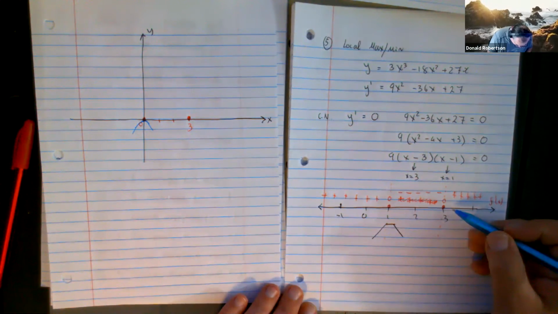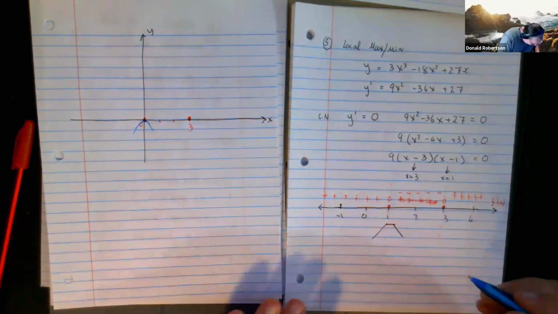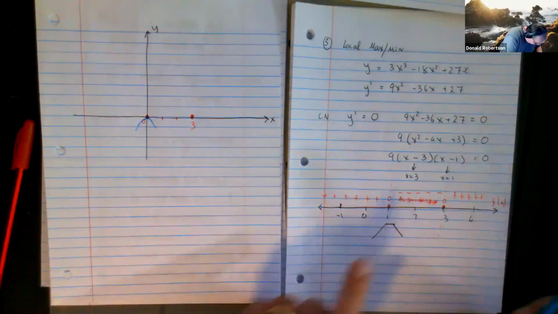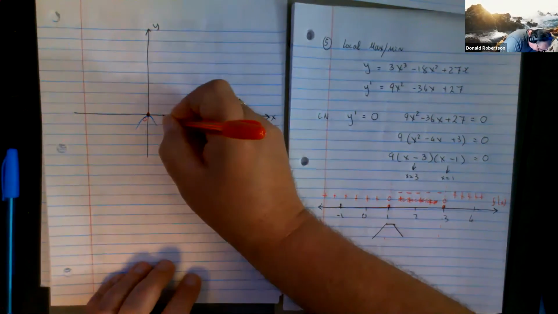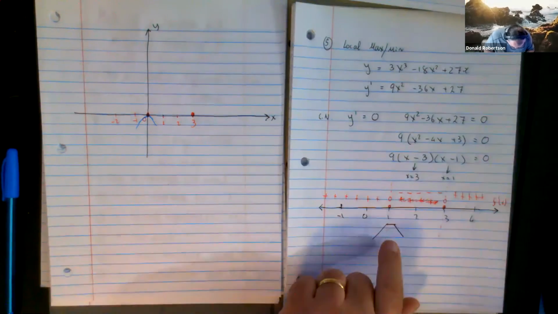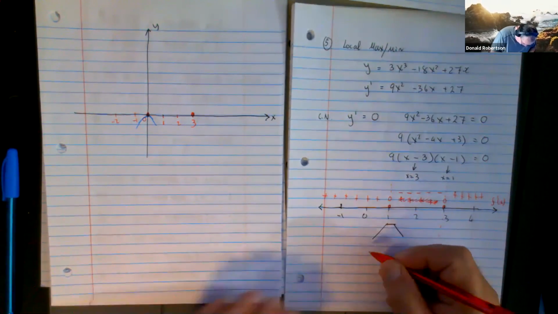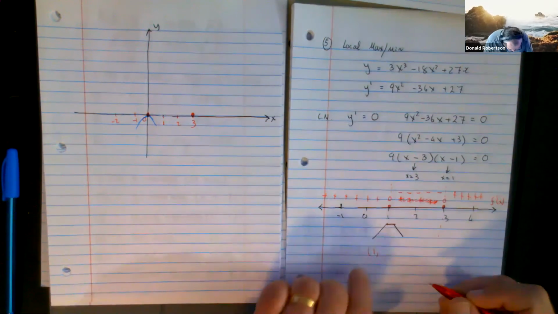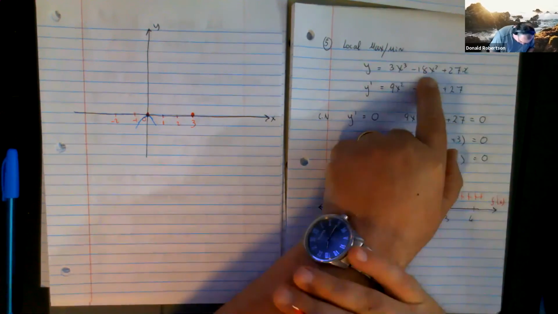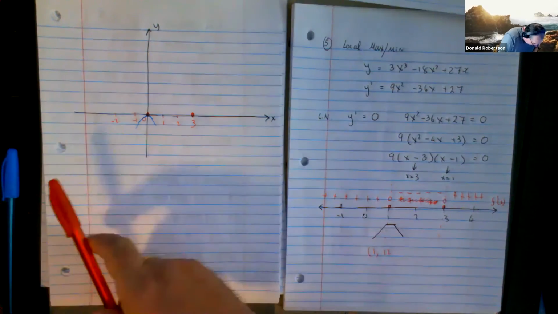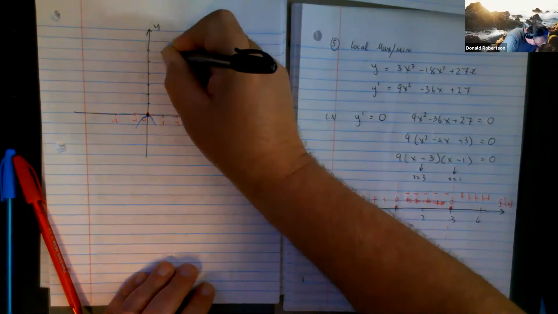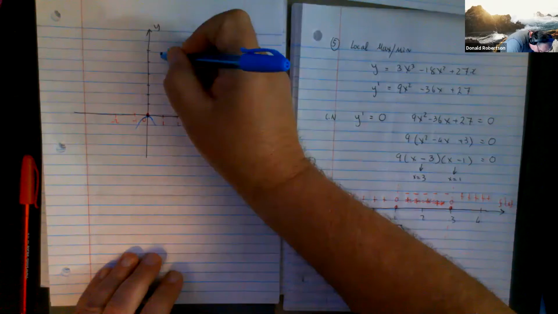And it's not 0. It's at 1. Pretend that's not there. So at x equals 1, the y coordinate is 12, so at 1 comma 12, that's where the local max is.